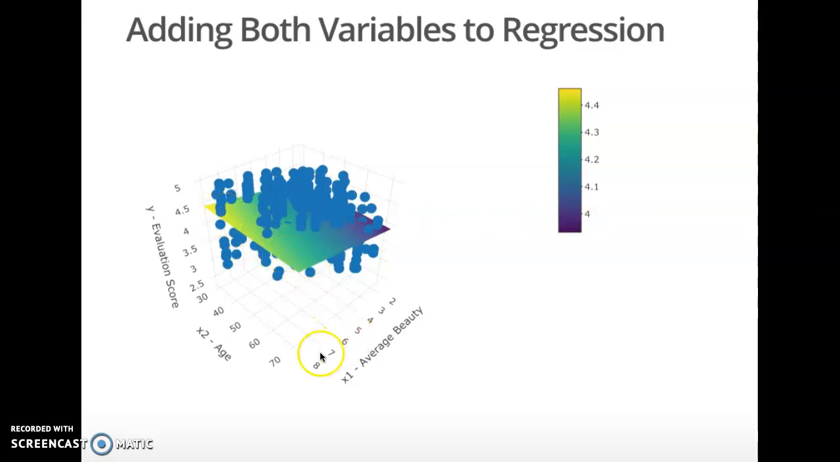So this is where we have larger values of average beauty associated with these scores, but we also see that the highest of these evaluation scores here in this sort of yellow zone is for these younger professors. So these professors in their 30s to 40s also have these higher average beauties. So this is one way that you can visualize both of these explanatory variables being included in your model.